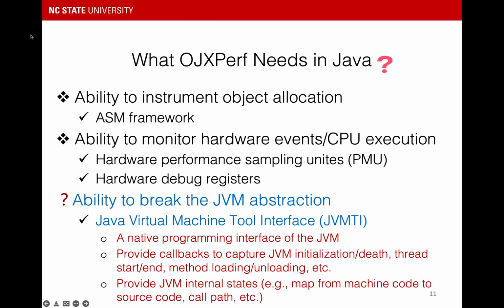Also, JVMTI maintains a variety of JVM internal states, such as the map from the machine code of each JIT method to bytecode and source code, and the call path for any given point during the execution. So tools based on JVMTI can query these states at any time. By now we know how OJXPerf instruments object allocation, monitors hardware events, traps CPU execution, and breaks the JVM abstraction.